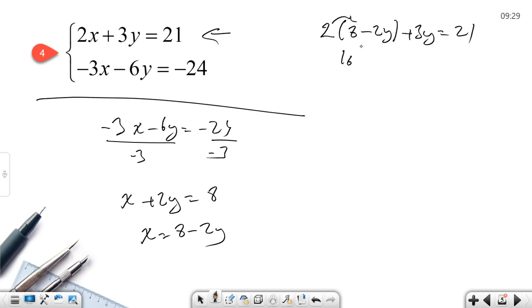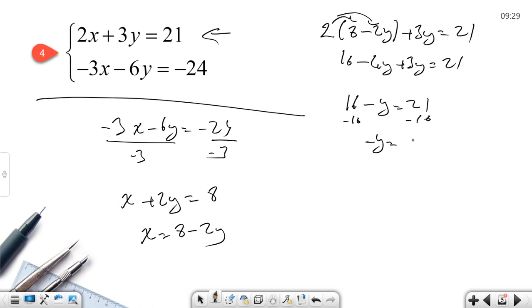2 times 8 is 16, 2 times 2y is minus 4y, plus 3y equals 21. So that's going to be 16 minus y equals 21. If you subtract 16 from both sides, minus y equals 5, so y equals negative 5. Now, by the substitution method, I found the value of y. Now I can use this y in that equation, because I simplified it, so it's easier.